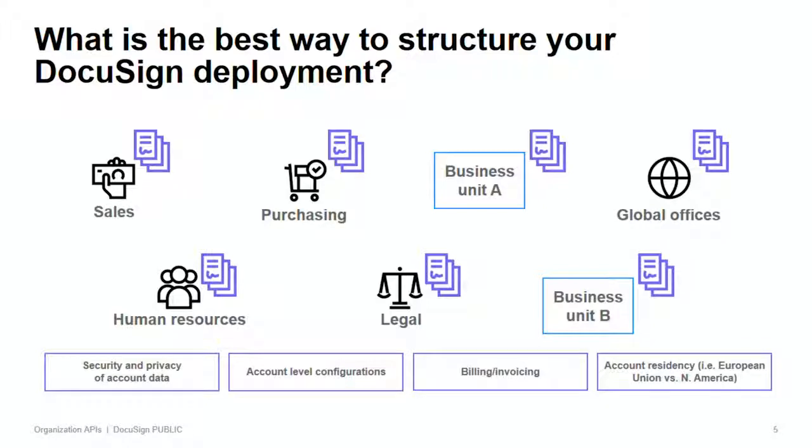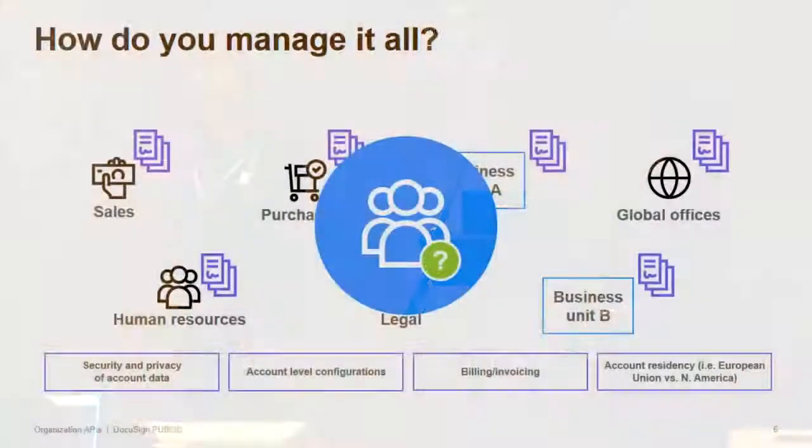There might be billing and invoicing concerns, so you need to know which department within the company has the most active users on it, who's sending the most envelopes so that the company can spread out the bill as appropriate. Or you might have data residency concerns, say with the EU and US, that things that are signed and acted on in the EU stay within the EU and things within the US stay within the US. So these are all things to consider. It's a lot to think about, so how do you end up managing this all?